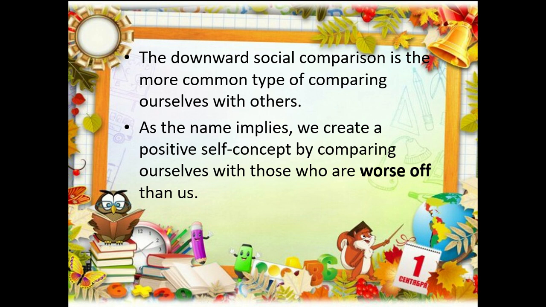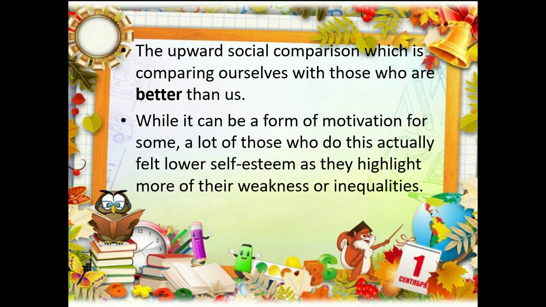So we have here two types of social comparison. We have the downward social comparison, which is the more common type of comparing ourselves with others. As the name implies, we create a positive self-concept by comparing ourselves with those who are worse off than us. And by having the advantage, we can raise our self-esteem. Another is the upward social comparison, which is comparing ourselves with those who are better off than us. While it can be a form of motivation for some, a lot of those who do this actually feel lower self-esteem as they highlight more of their weaknesses or inequalities.